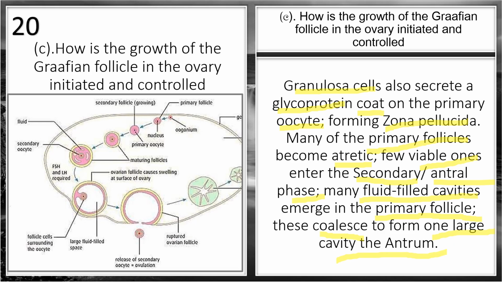So when it goes on growing, there are fluid-filled spaces that are seen in the follicle. Those fluid-filled cavities later merge together and form a large fluid-filled space, which we call the antrum.